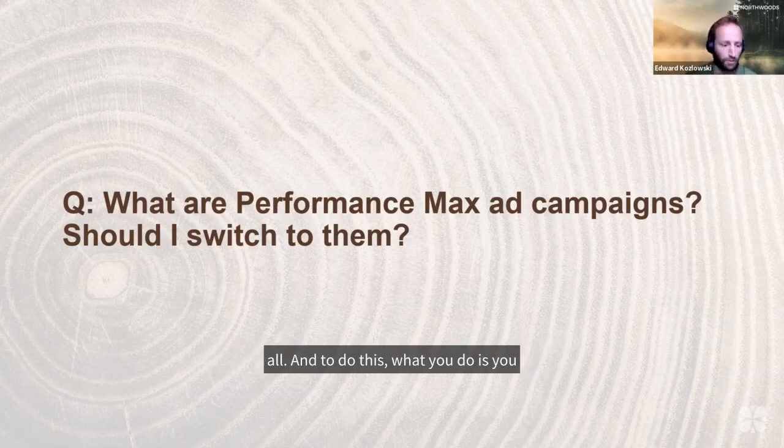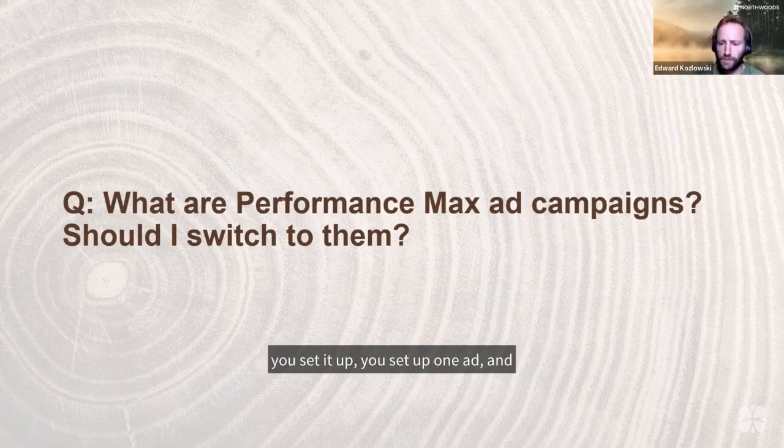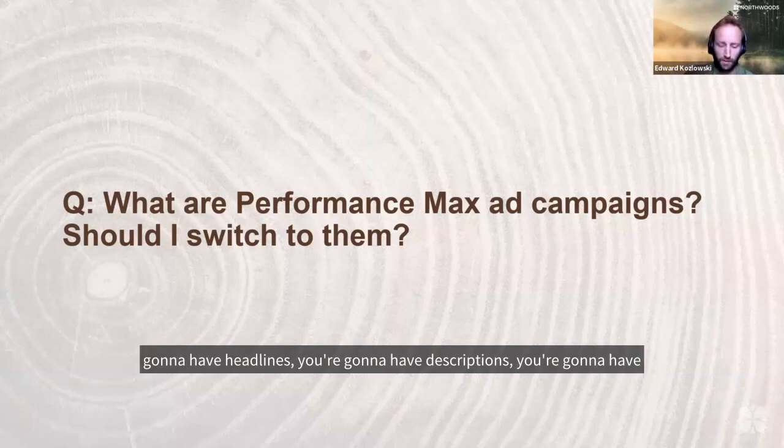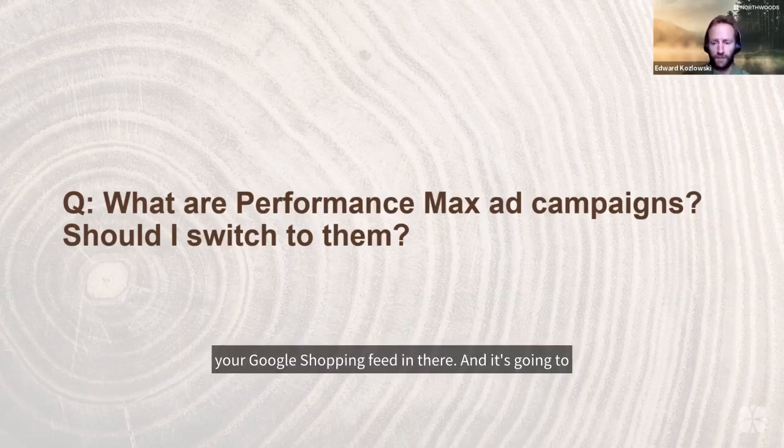To do this, you create the campaign. Oh, and I should note it's goal-based, so you need to have either sales or something like lead form submissions as a goal or objective in order to run one of these. When you set it up, you set up one ad, and you can do multiple ads, but within each ad, you're going to have headlines, descriptions, images, and videos. You can even have your Google shopping feed in there.